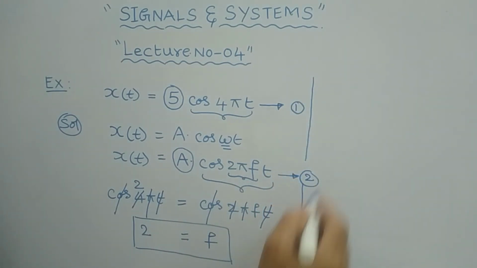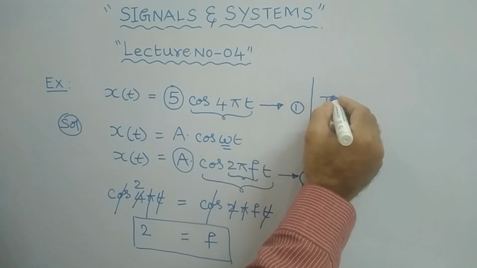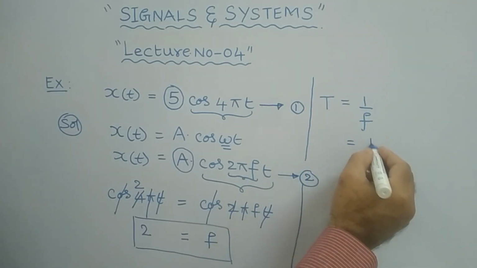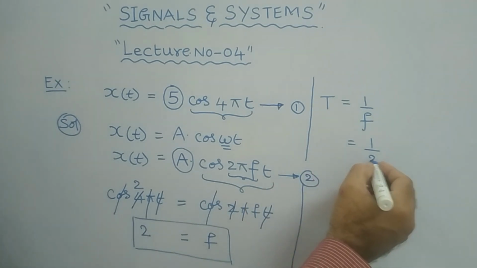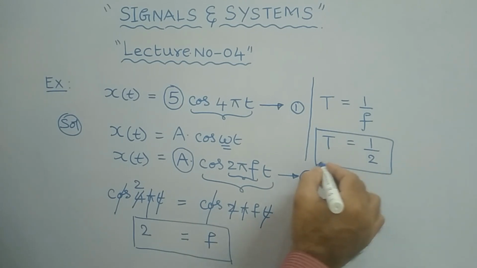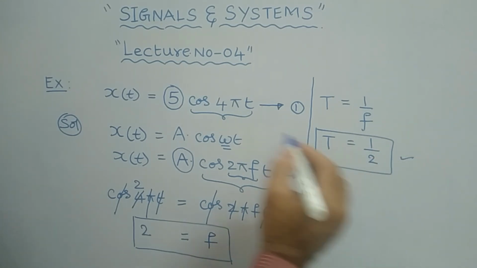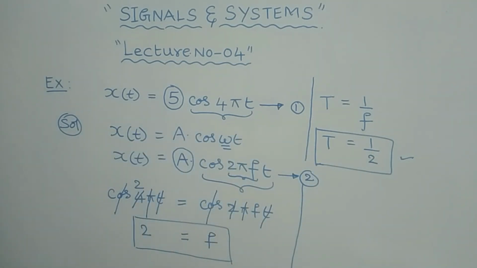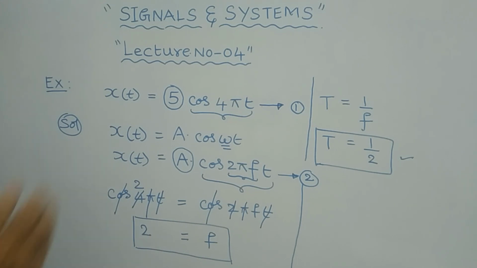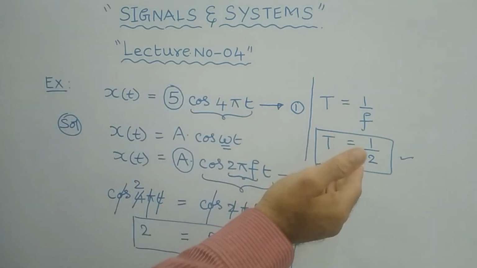What is the time period? Therefore, the time period T is equal to 1 by f. This is equal to 1 by, what is f? It is 2. This is your fundamental time period, T is equal to 1 by 2. This is the fundamental time period for the given signal. Yes, absolutely, this is a periodic signal and the period of that signal is 1 by 2.